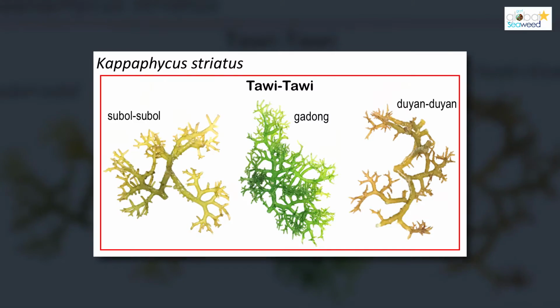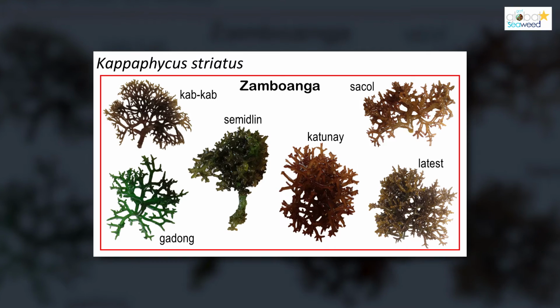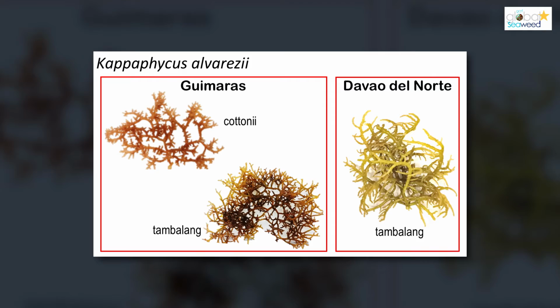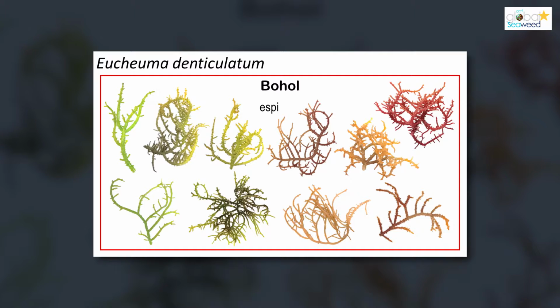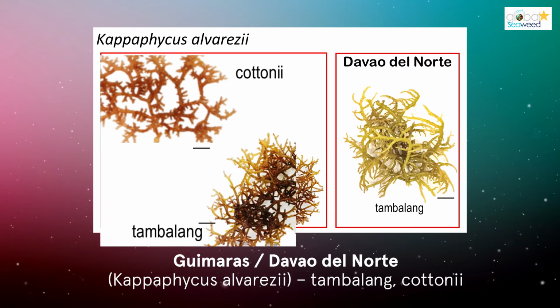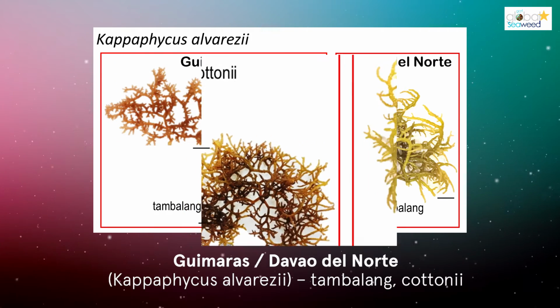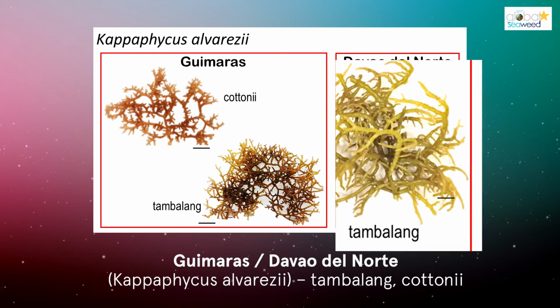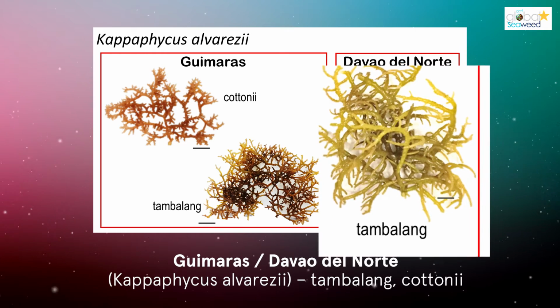After seeing the wild seaweeds, I will now show you the different farm seaweeds we collected from different parts of the Philippines. There are different color morphotypes and varieties. The color morphotypes and varieties are what the farmers use as local names of the seaweeds they are farming. In Guimaras and Davao del Norte, the seaweeds being farmed are Kappaphycus alvarezii. Guimaras farmers cultivate tambalang and cotonay varieties, while in Davao del Norte, they culture only the tambalang variety.